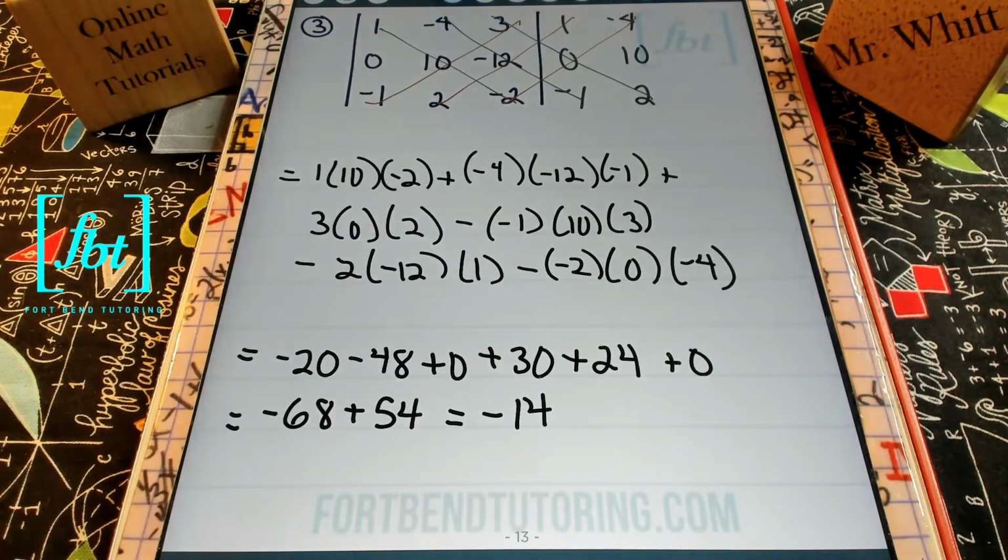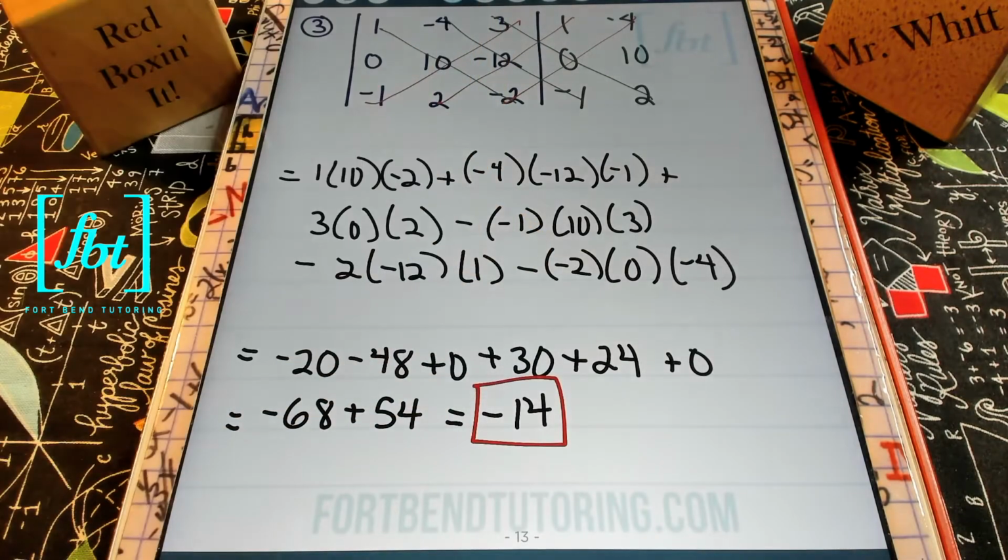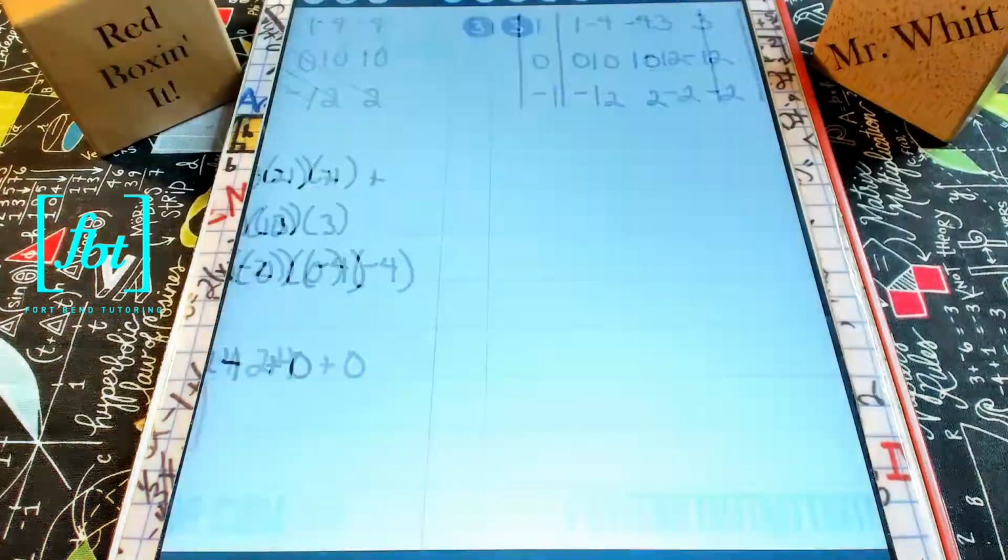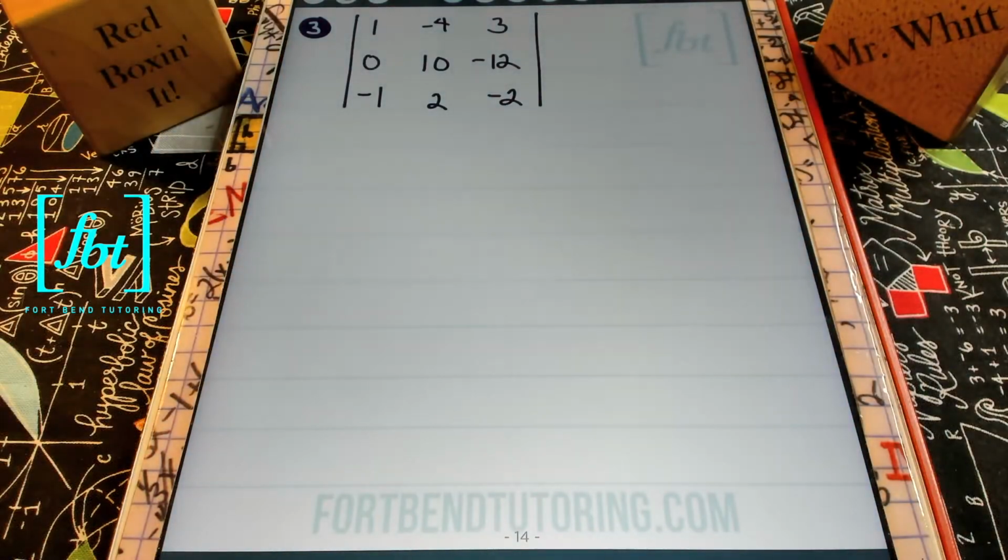Red box it. Here we are with our red box, and that does it for the multiply and subtract method for problem number 3. Let's move on to number 3 again, but this time we'll be using the main diagonal to multiply the elements in our triangular matrix that we'll be creating.